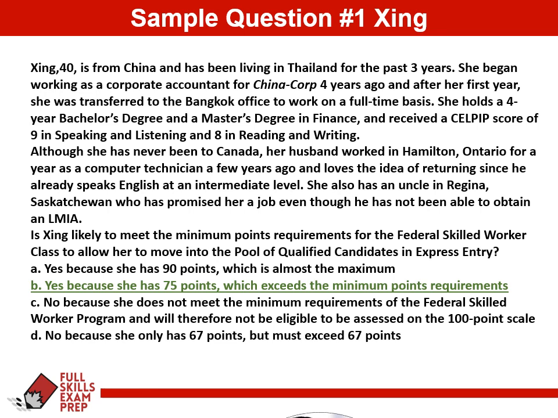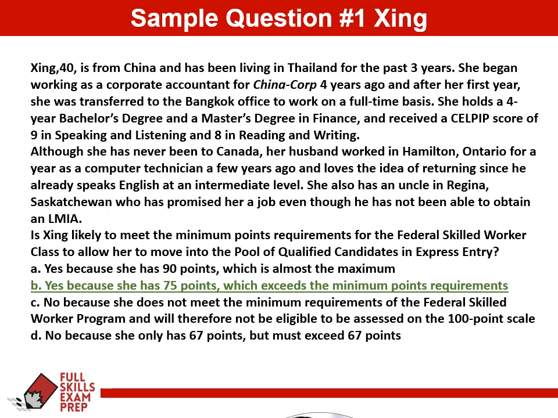All right, is Shing likely to meet the minimum points requirements of the federal skilled worker class to allow her to move into the pool of qualified candidates in express entry? So as we saw, she has 75 points. So number one, of course, is wrong because it says she has 90 points. When we take a look at C, we could see that she did meet the minimum requirements.